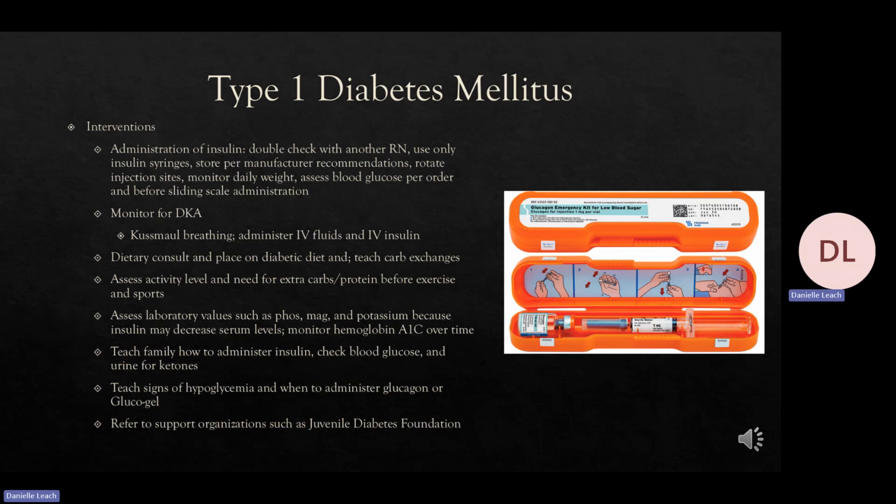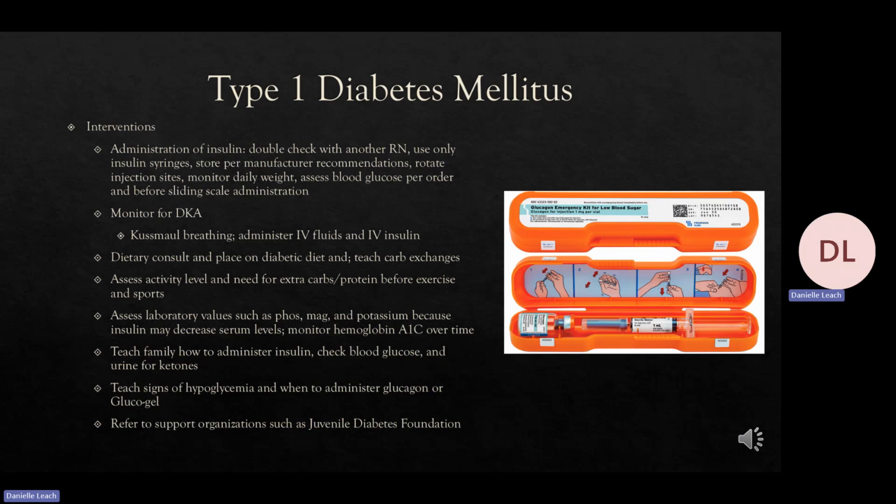We can also place a dietary consult and place the patient on a diabetic diet. We can teach them how to do carb exchanges or defer that to dietary. We can assess their activity level and the need for extra carbs and protein before exercise and sports. So if the child is very active, we need to be aware that they could become hypoglycemic more readily than someone who is not. We can assess laboratory values such as phos, mag, and potassium because insulin may decrease serum levels of this. We want to monitor their hemoglobin A1C over time.